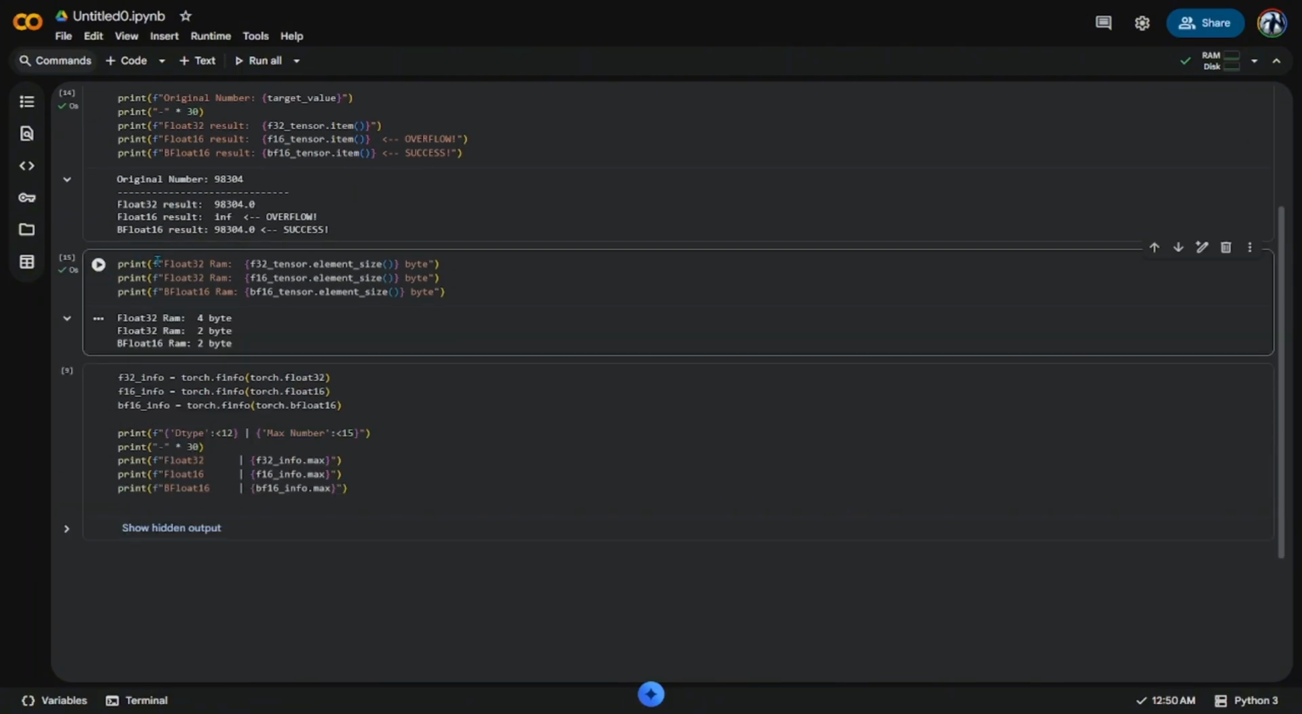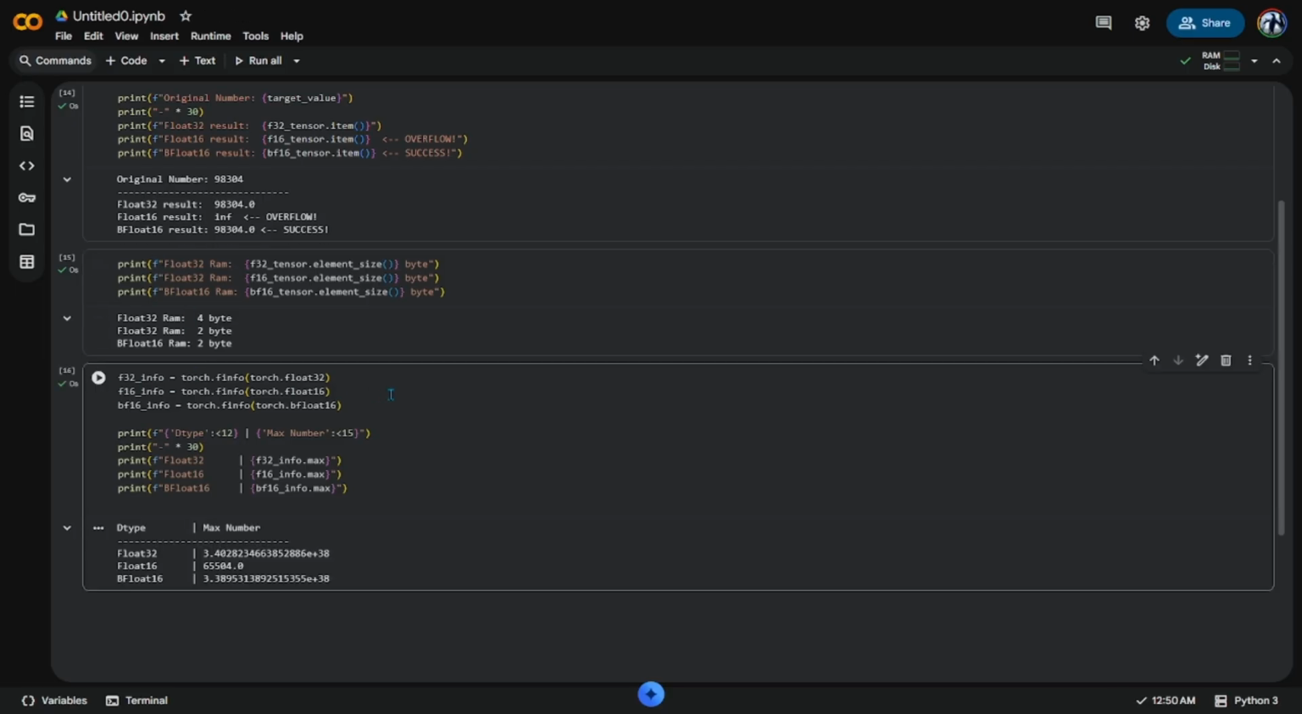The answer is memory efficiency. By checking the element size of our tensors, we see that Float32 consumes 4 bytes per value. In contrast, both Float16 and BFloat16 use only 2 bytes. By switching to BFloat16, you effectively cut your model's memory footprint in half without losing the ability to represent large numbers. To wrap up, let's look at the absolute limits of these formats.